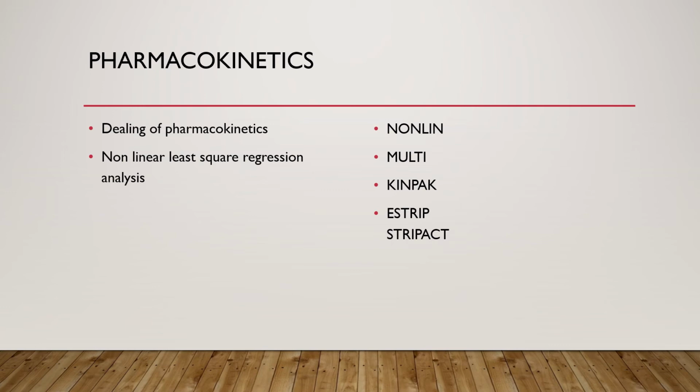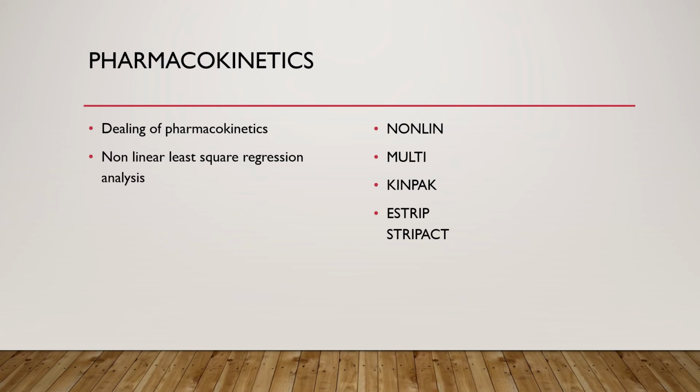Other software like KinPack is used to obtain the area under the curve, the peak plasma concentration, which we call Cmax, and the time to achieve that peak concentration, which is called Tmax. These terminologies you will definitely study in your upcoming semesters. At this moment, you must understand which software is utilized for determination of what.